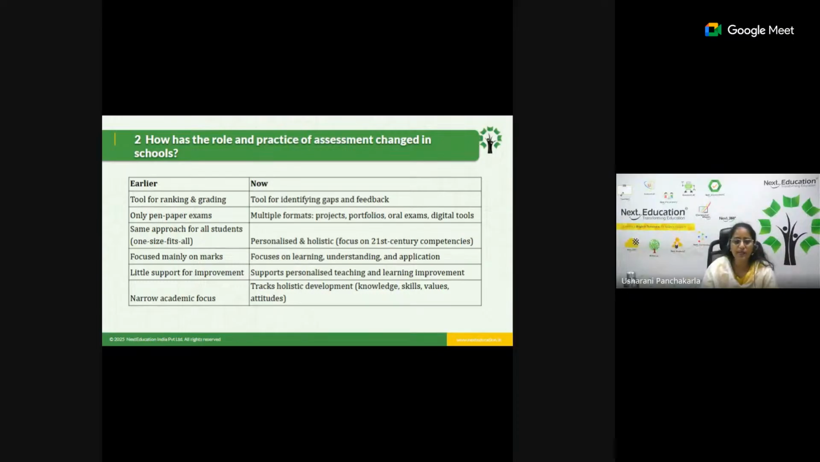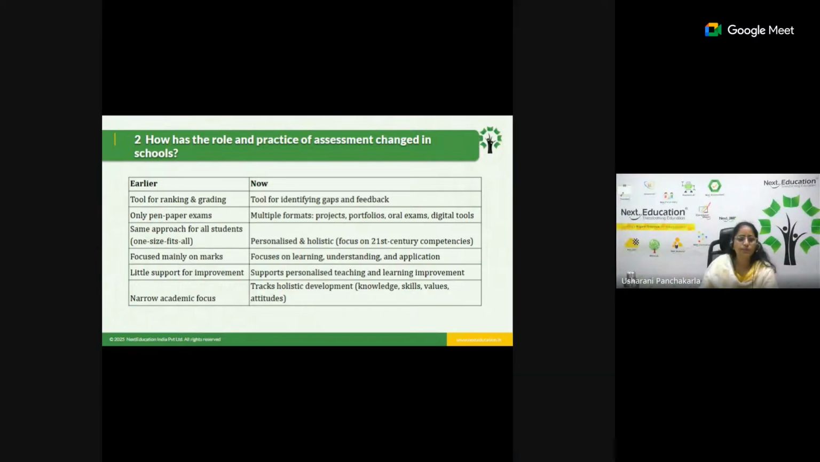How has the role and practice of assessment changed in schools? Earlier, this is how the pattern of questions or the practice of assessment used to exist, and now it has changed. See the first one, tool for ranking and grading. We used to use assessment only for ranking, like 1, 2, 3, 4, or grading as A, B, C, D. Right now it is a tool for identifying learning gaps and giving continuous feedback to the student so that they can overcome them. That is what we call personalized attention or adaptive learning, giving information end to end.